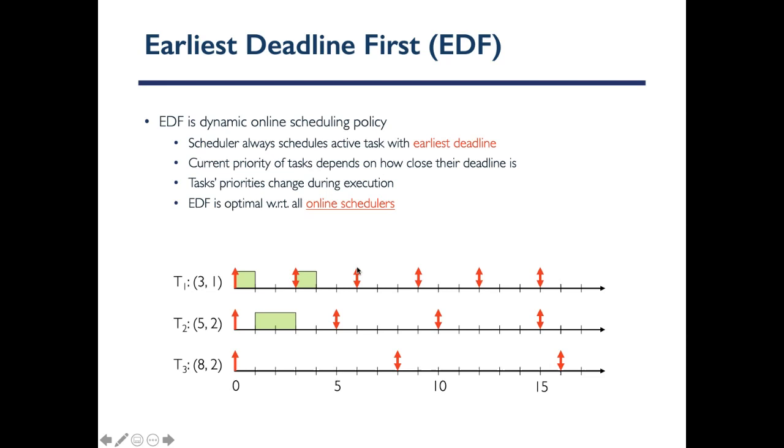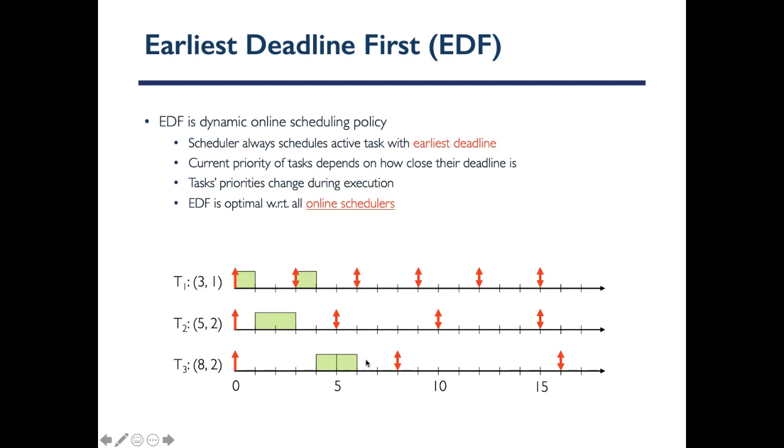Now at this point, I don't have any job in the system, so I run T3. Here, T2 also will have a new job. It's the arrival of T2's job. Now I compare T2's job and T3's job. T2's job's deadline is 10. T3's job's deadline is 8. So T3's job gets higher priority, so that one runs.